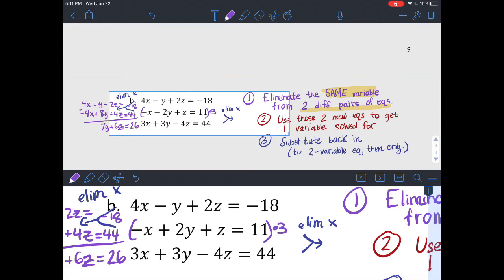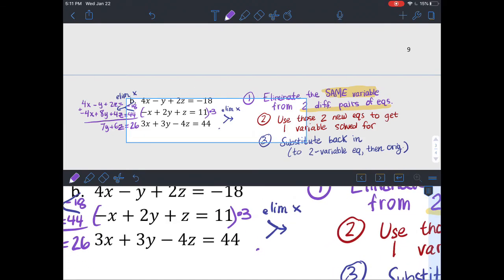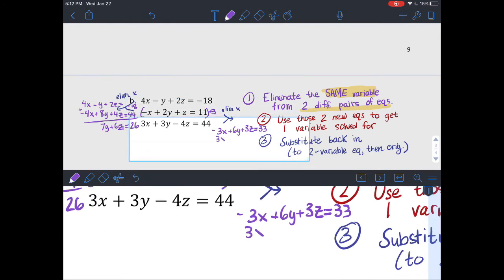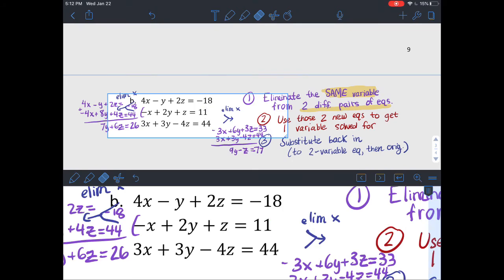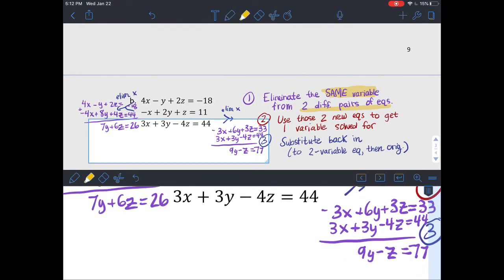So I'm going to do that. New equation, jot it down here. Again, it's key that you eliminate the same variable from two different pairs. Don't eliminate x from one and y from the other. Same variable. So if I add those together, sorry, my work's kind of squished and messy here. You'll end up with 9y minus z equals 77. So we haven't found any values for our variables yet, but I have these two new equations that only have y and z in them.